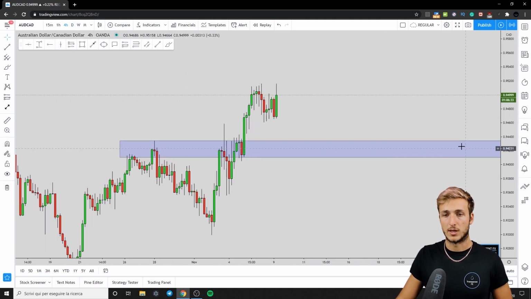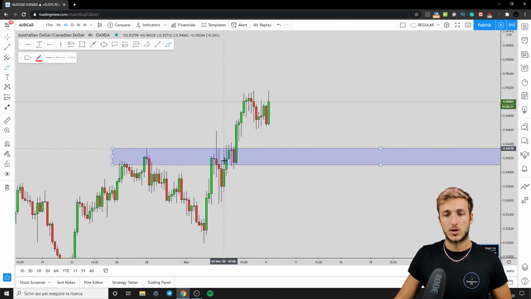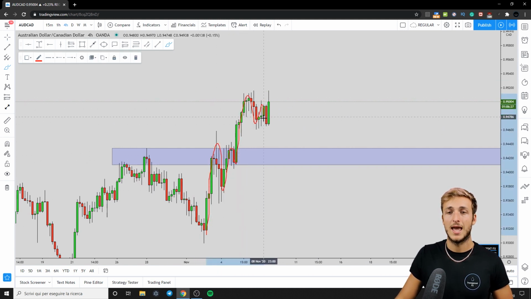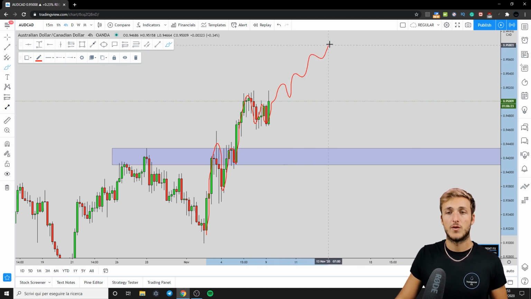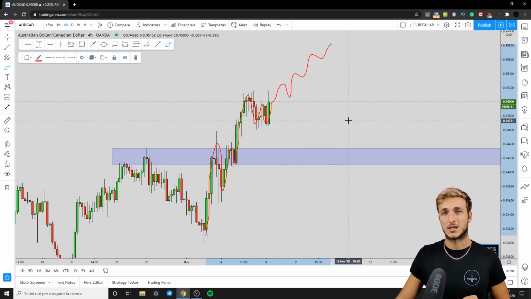And at the moment, from a 4-hour perspective, we can see that the structure of the market is absolutely bullish and the momentum as well is extremely bullish. And as long as the market remains like this from a 4-hour perspective, the market will easily continue to the upside.